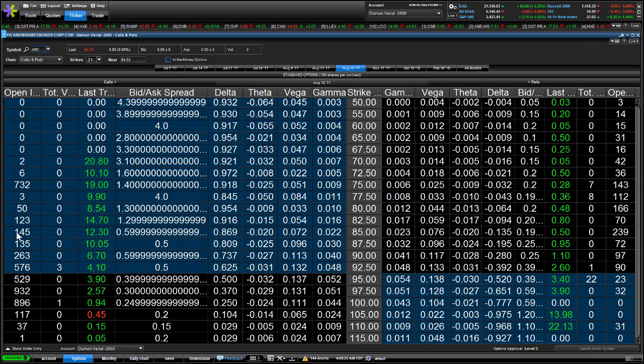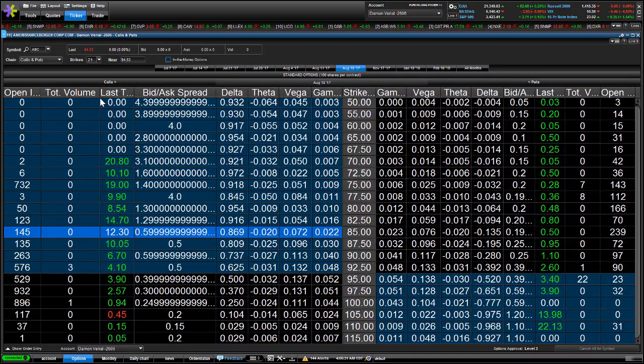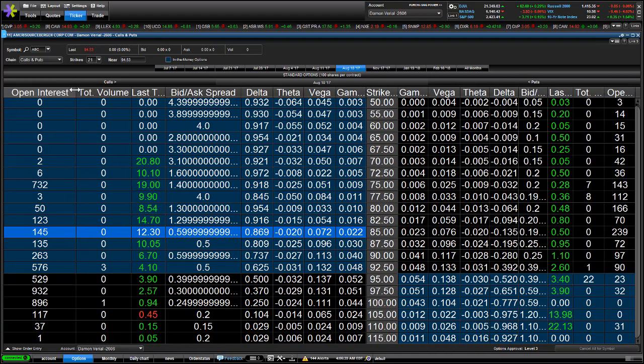You can also see these numbers. There's lots of zeros down this line. This is the total volume line. Now, the total volume line tells you how many options have been bought, how many have actually been traded. Whereas the open interest tells you how many people are bidding and asking.